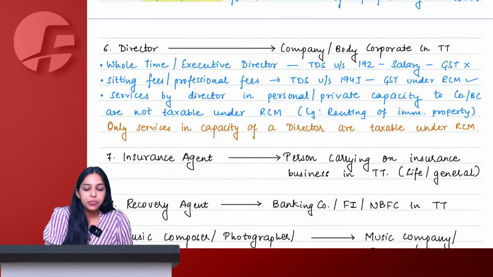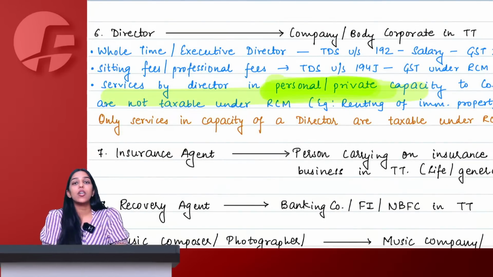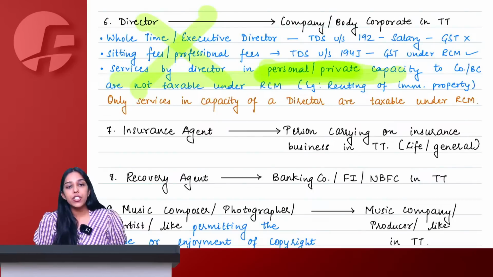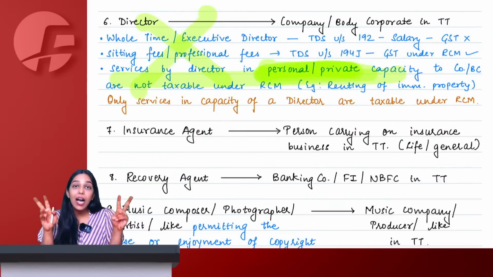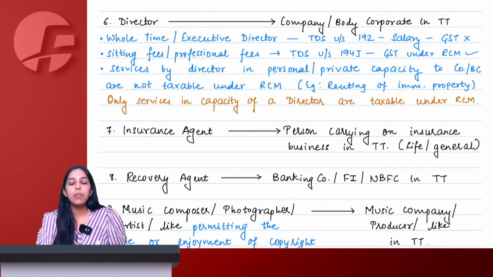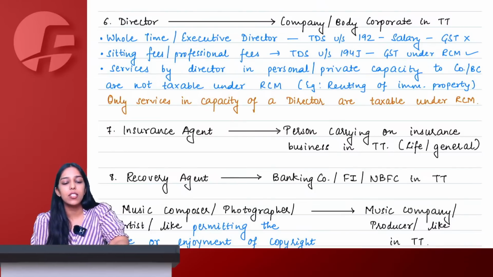So we are saying services that you are giving in your personal or private capacity, not in the capacity of a director, will not be covered here. Whatever professional fees you are receiving as a director, only those will be taxable under RCM and the company will be required to pay tax under reverse charge mechanism. Bolo, makes sense to everyone?